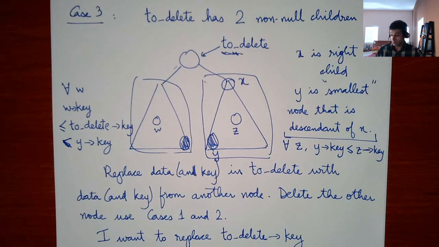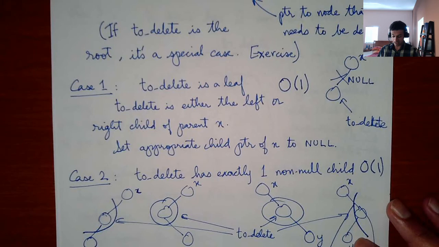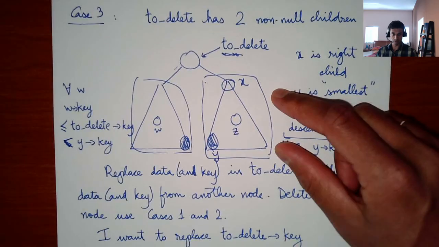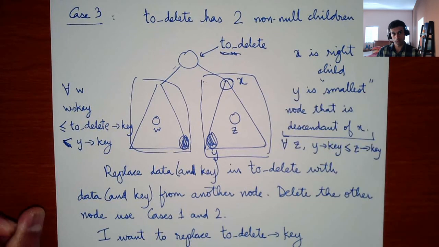So good. It's O of 1 only in cases 1 and 2. Over here, you're absolutely right that you have to traverse, but there's no reason why that's going to be log n. It's the depth of the tree, and you don't know what the depth of the tree is. The depth could be much more than log n.